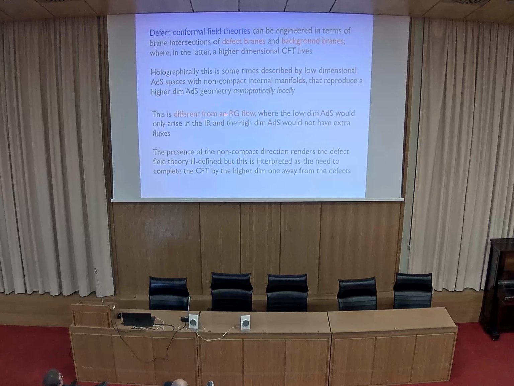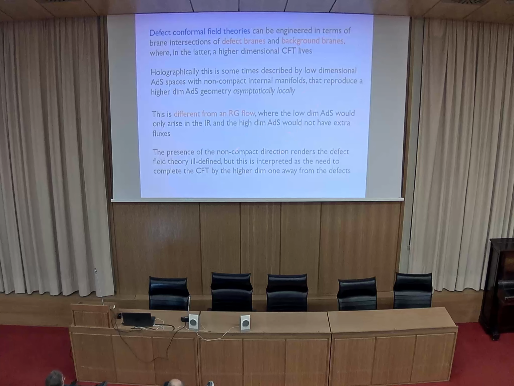Notice that this is different from an RG flow, because in an RG flow we would have some solution which in the UV gives rise to a higher dimensional AdS space, and in the IR to a lower dimensional AdS space. Here we have a lower dimensional AdS space, which only in the UV becomes asymptotically locally a higher dimensional AdS space. It's important to emphasize this asymptotically, because still there you can see the presence of these defects.